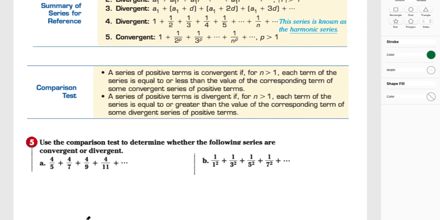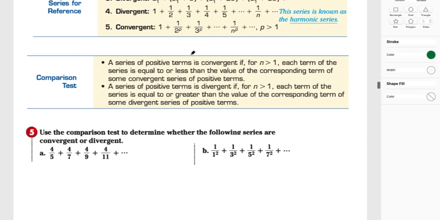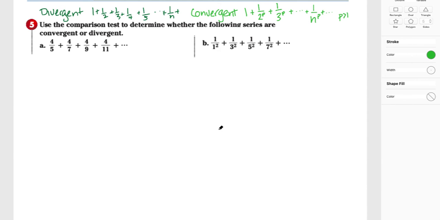So here we're going to use the comparison test to determine whether the following series are convergent or divergent. And what I'm going to do is rewrite those two series that we know something about. All right, so we have those divergent and convergent examples above, and so let's consider what's going on here.